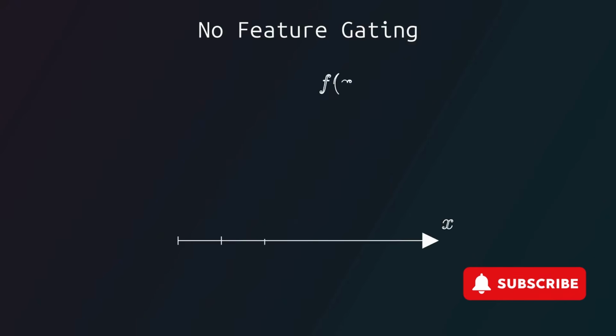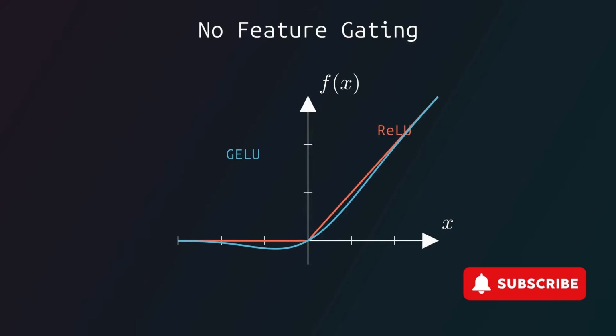Look at the curves for ReLU and GELU. Both are monotone functions. They map each input to a single output with no branching logic. ReLU kills negative values entirely, and GELU smooths that out with a soft saturation in the tails. But neither function can selectively gate features. Every dimension gets transformed the same way, with no mechanism to choose which features to pass through or suppress.